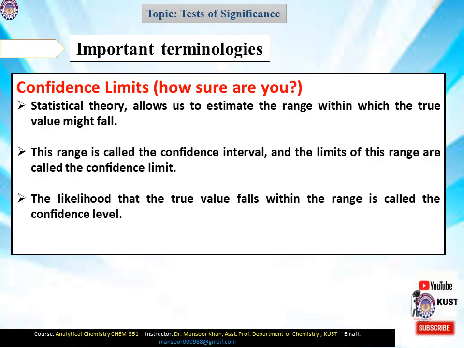For example, if you are 90% confident, it means that the confidence interval is small. There is a small interval. If you increase the interval, you will be 95% confident. If you increase further, then you will be 99% confident that the true value is present.